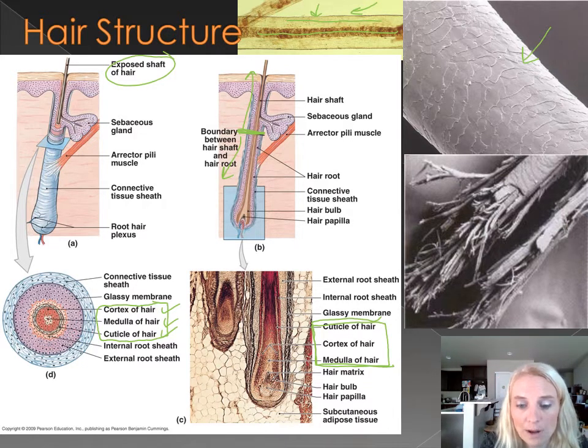And at the very bottom, we have what's called the hair bulb, right? So the hair bulb down here. And then if we look, here's the hair bulb again.